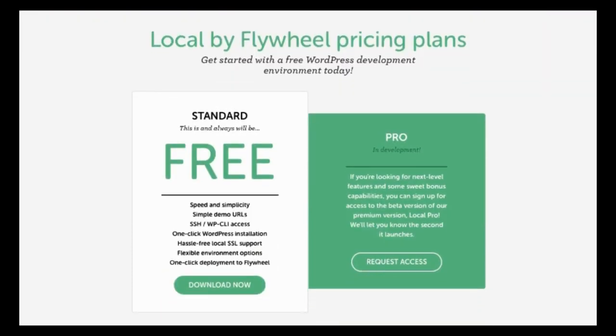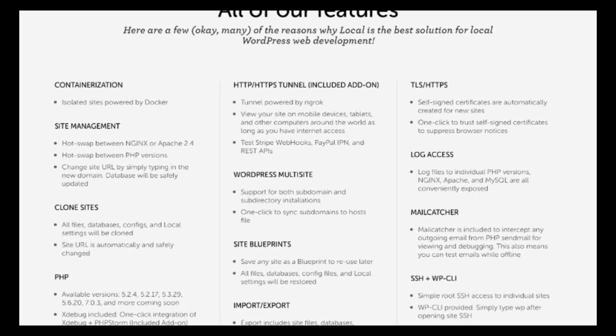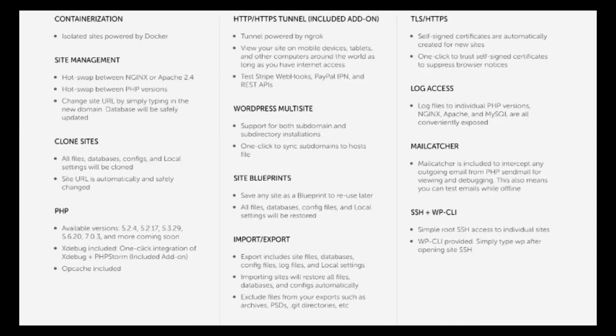As you can see, the standard version, according to Local, will always be free, and they are working on a pro version right now. Some of the features are containerization, so your isolated sites are powered by Docker. You can swap between Nginx and Apache. You also can swap between PHP versions, so you can use PHP versions 5.2.4 up to 7.0.3 right now. And they do update those consistently.